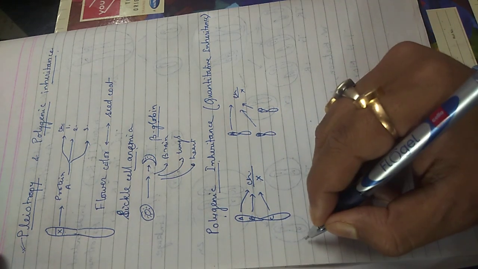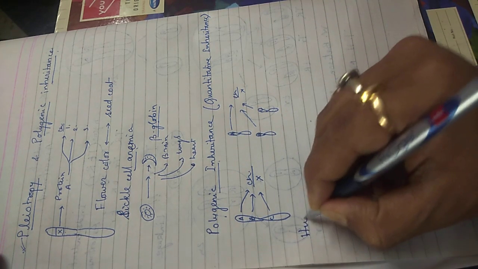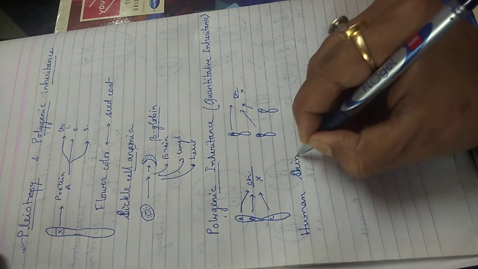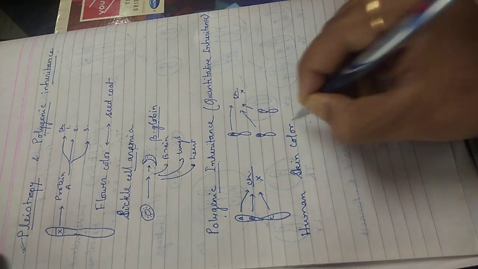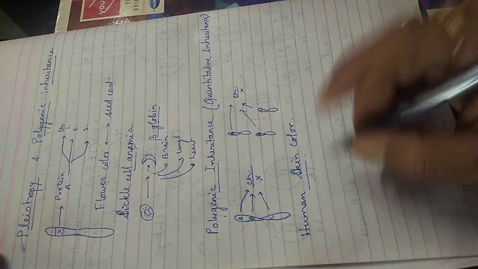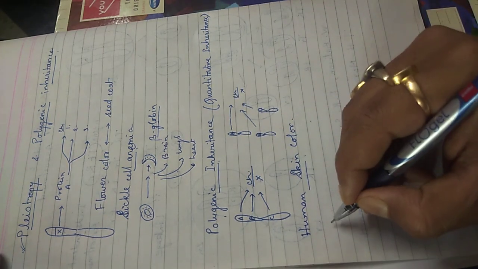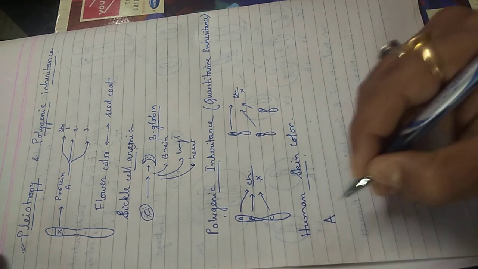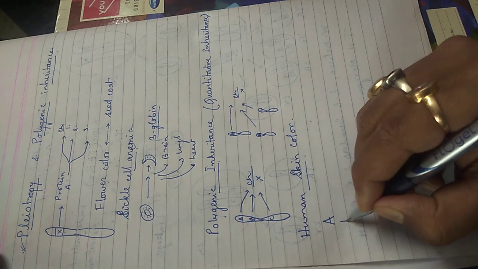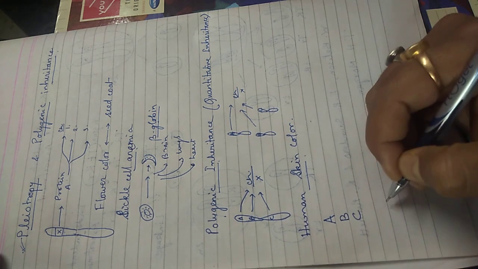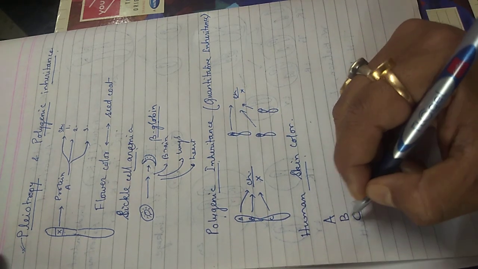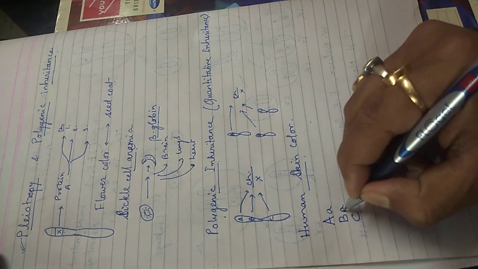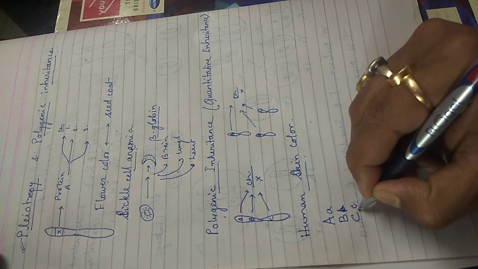Let's take the example of human skin color. Human skin color has been found to be controlled by three genes, which are indicated as A, B and C. So these are the dominant traits and these are the recessive alleles, a, b and c.